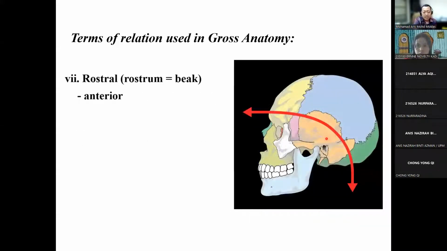There is another terminology to describe anterior, especially for the skull. So you have rostral. For example, the bone of the nose here is located rostrally, located anteriorly. Of course, it is rostral. The one at the back is posterior. Or sometimes you can use caudal as well.